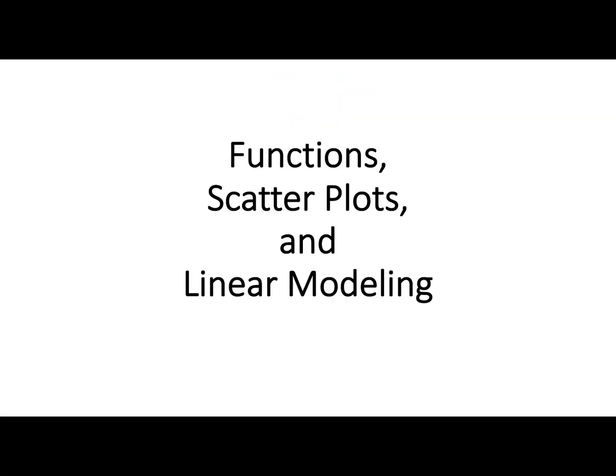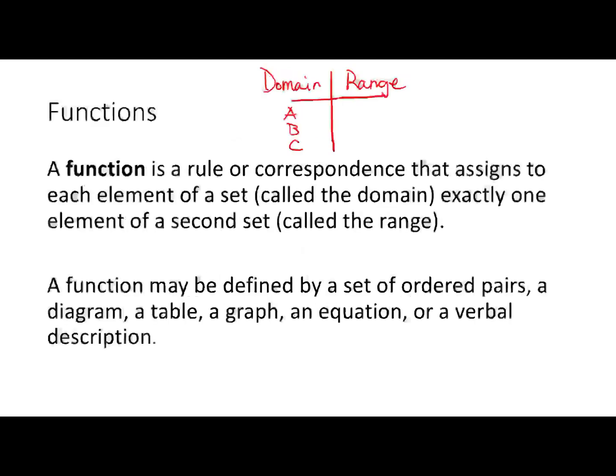We're talking about function scatter plots and linear models. So let's jump straight into this. Now, a function itself is a correspondence that assigns to each element of a set exactly one element of a second set, meaning we're going to assign one element of the domain to exactly one element of the range. That will be considered a one-to-one function if none of the ranges repeat.